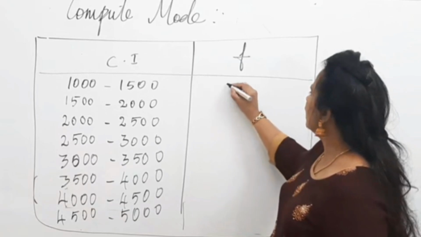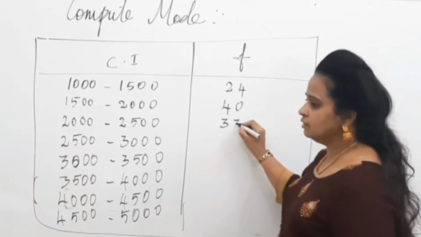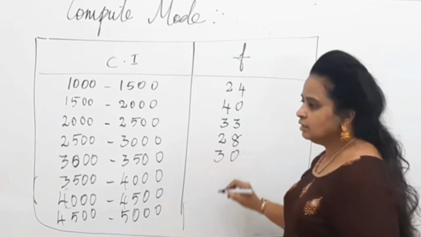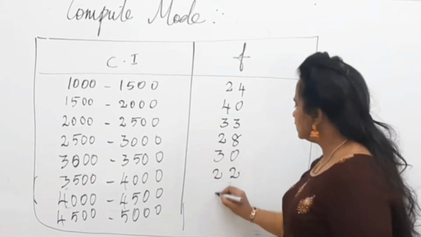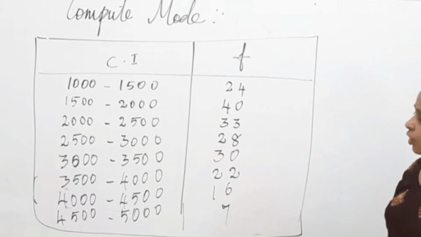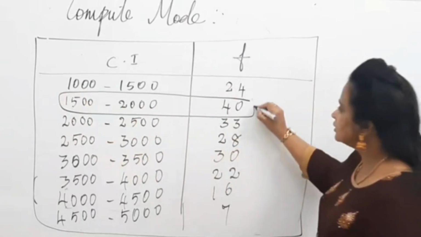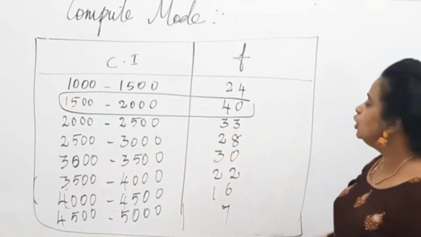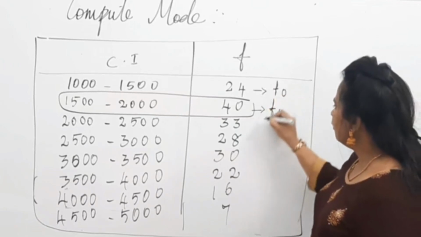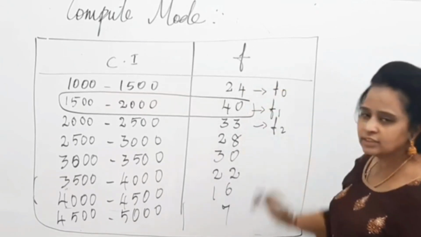So I'm going to have my frequencies right now. My frequencies are 24, 40, 33, 28, 30, 22, 16, and the last one, 7. Now you can check all your frequencies here. This is the highest frequency, so my modal class is 1500 to 2000. I write F1 here, the previous one is F0, and the next one is F2.